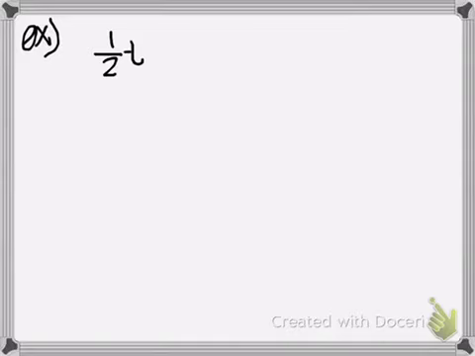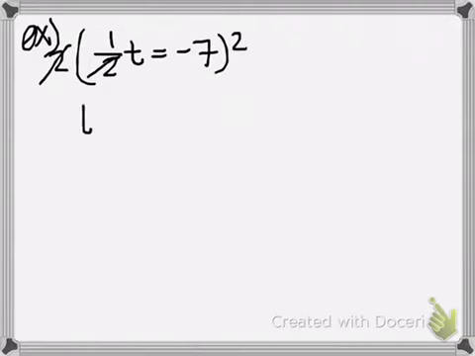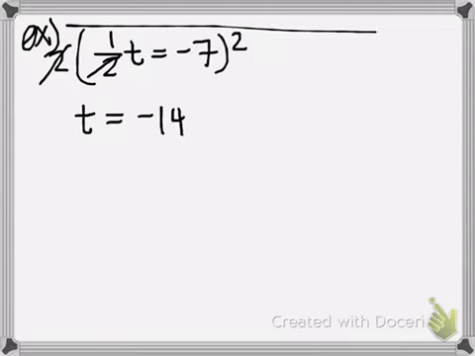So we're still doing the same thing. We're going to justify each step. We have 1/2 t equals -7. The first thing that I want to do is multiply both sides by 2. By doing that, I'm going to be canceling out the 2 on the bottom. And I'll be left with t equals negative 14.